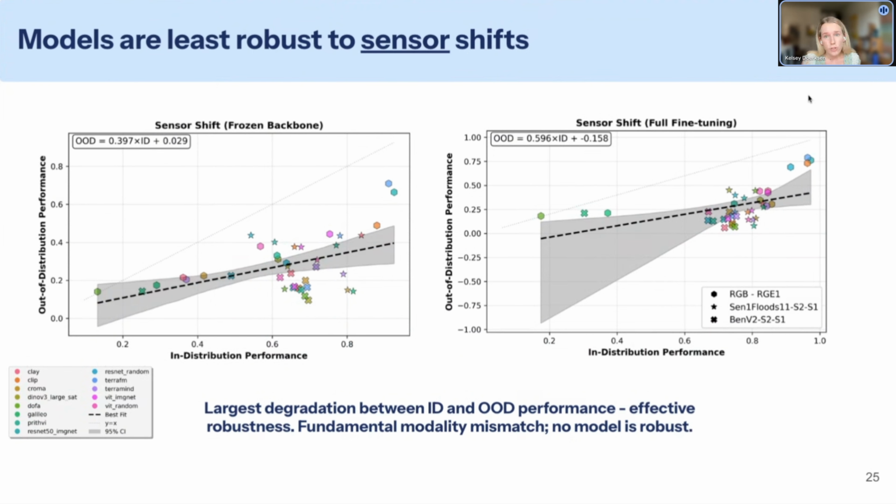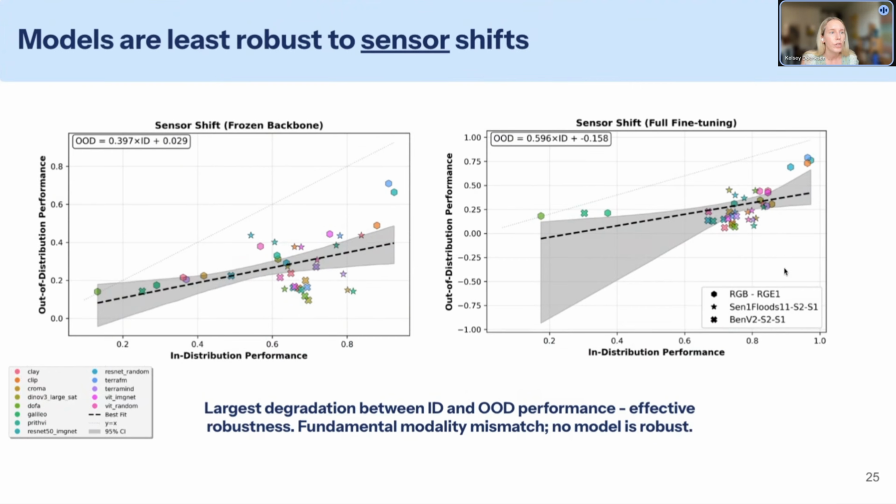Now, when we look at sensor shifts, this is almost the other end of the spectrum, the extreme. We see that these are the least robust to sensor shift. There's the largest degradation between ID and OOD performance, and thereby effective robustness. This makes sense when we think about the fundamental modality mismatch between the sensor shifts that we're looking at.